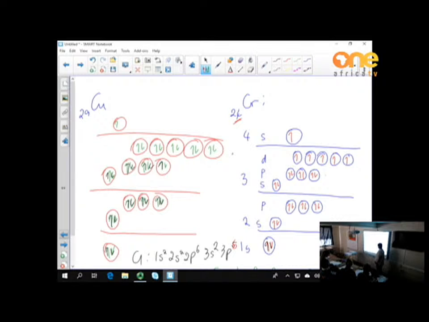18. So it goes 1, 2, 3, 4, 5, 6, 7, 8, 9, 10, 11, 12, 13, 14, 15, 16, 17, 18. Why does argon not want to make chemical bonds? It's got a filled outer shell.